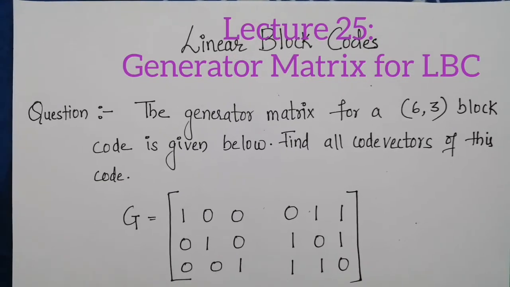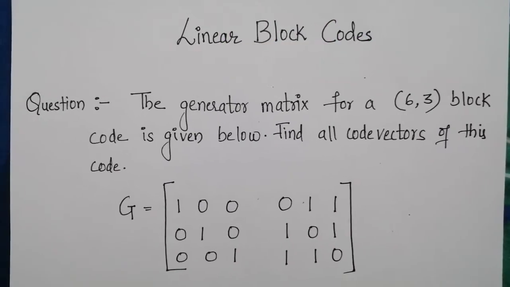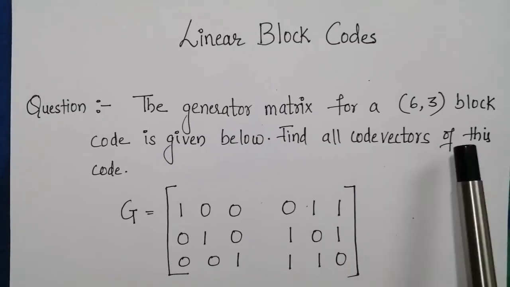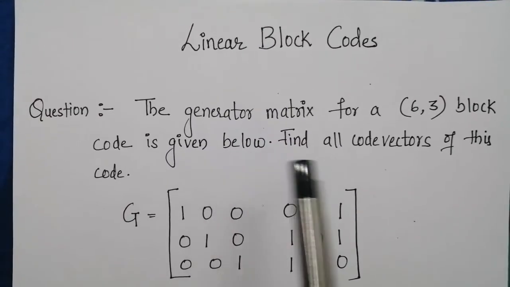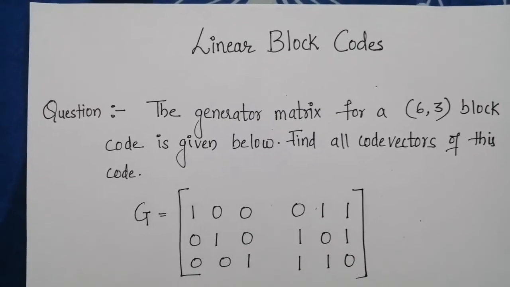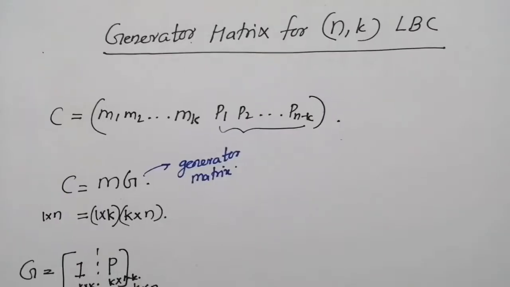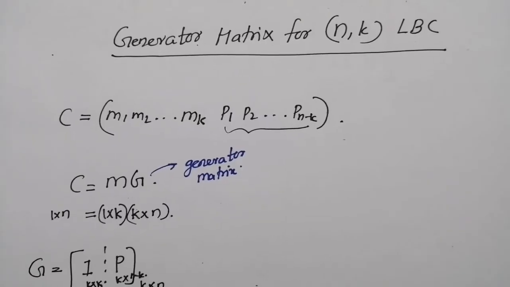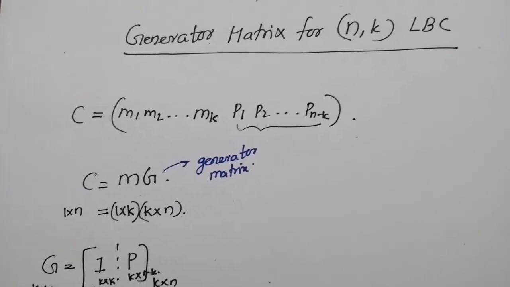Hello everyone, today we will do a problem on linear block codes. The generator matrix for a 6-3 block code is given below. Find all code vectors of this particular coding system. So before attempting this particular problem, let's have a quick recap.